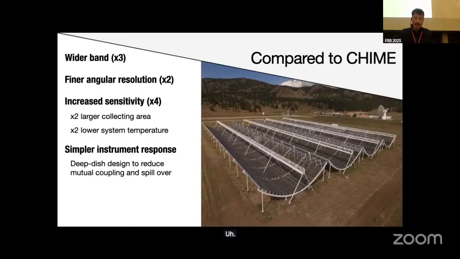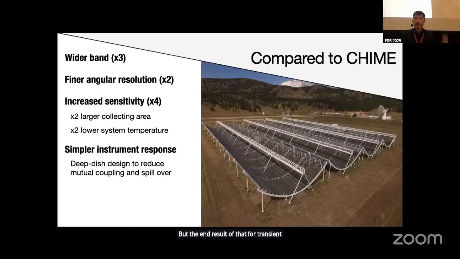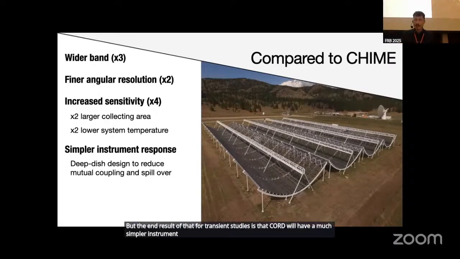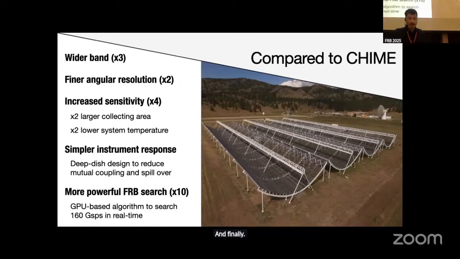CHORD is designed to mitigate the systematic errors currently limiting the CHIME 21 centimeter analysis. But the end result of that for transient studies is that CHORD will have a much simpler instrumental response, which should be easier to calibrate things like flux and polarization. And finally, thanks to a new GPU-based RFI excision and de-dispersion algorithm that Kendrick went over, our FRB search will be a factor of 10 times more powerful.